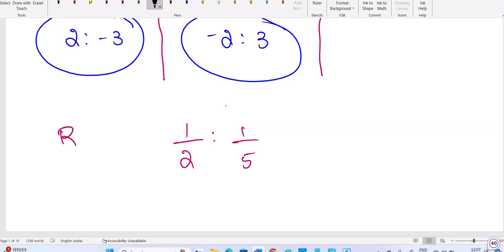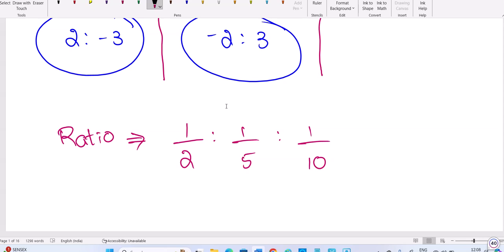Is 1 by 2 an integer? Is 1 by 5 an integer? No. Maybe in the exam, or in the question, you may get 1 by 2, 1 by 5, and maybe 1 upon 10 also. A, B, C are in the ratio 1 upon 2, 1 upon 5, 1 upon 10. They are given like this, but while solving the question, you are recommended to convert that into integers only.